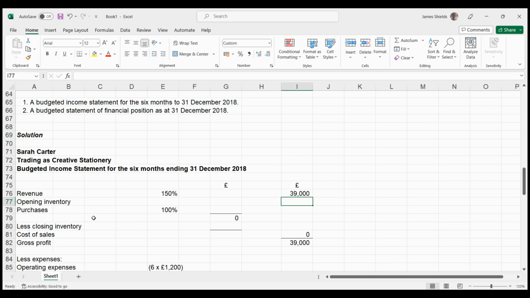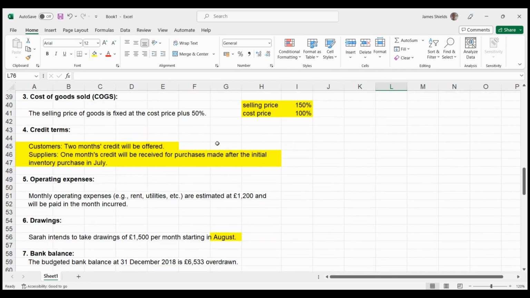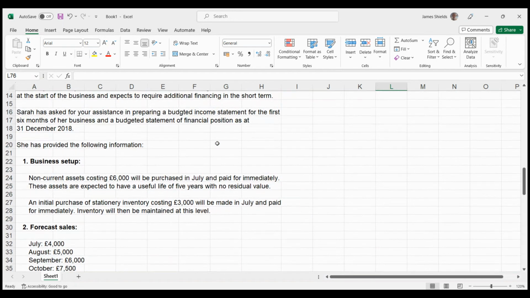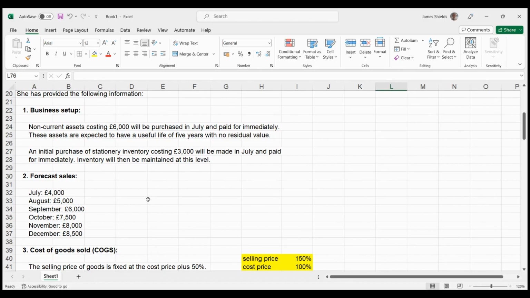Now, in these type of questions, you don't have things like purchase returns or sales returns or carriage inwards. So all we're interested in is two columns of this. Now, as I did work that before, my revenue is 150% and my purchases are going to be 100%. So we'll get back to that in a moment. Right, so we go back to the information in the question. Forecast sales we've dealt with.